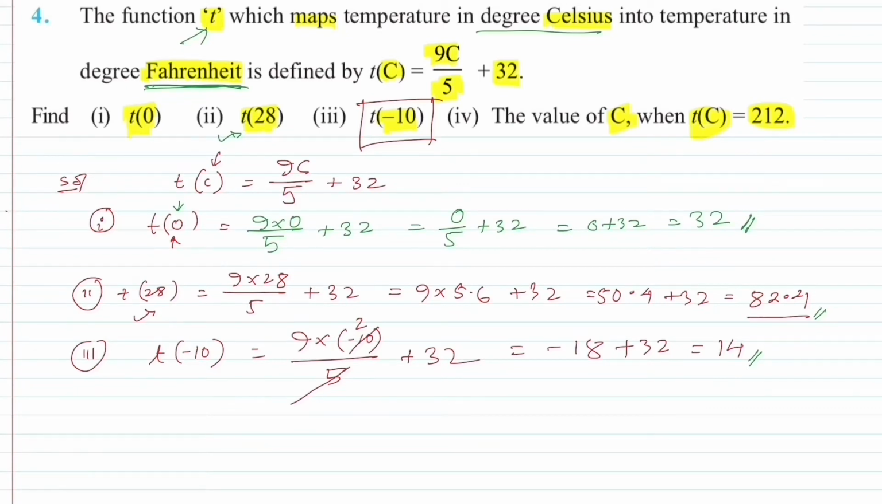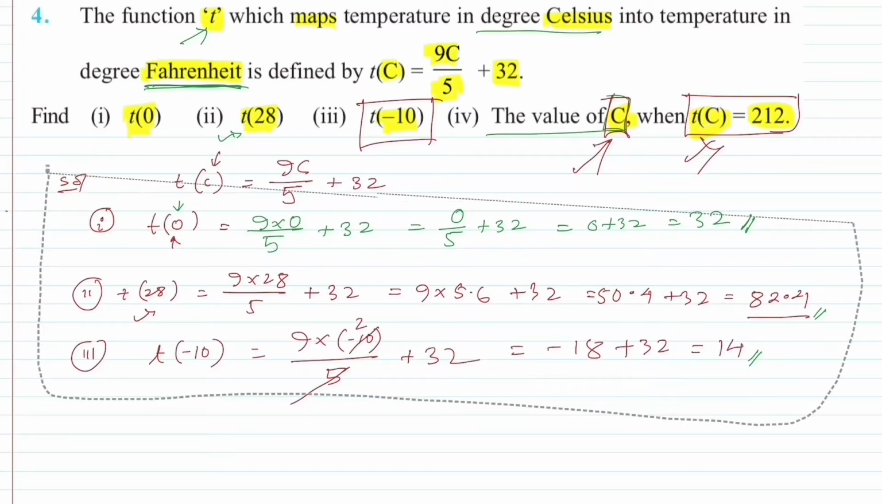Now we need to find the value of C when T of C is equal to 212. Let me clean this part. Then I'm going to show you how to find the C when T of C is given.